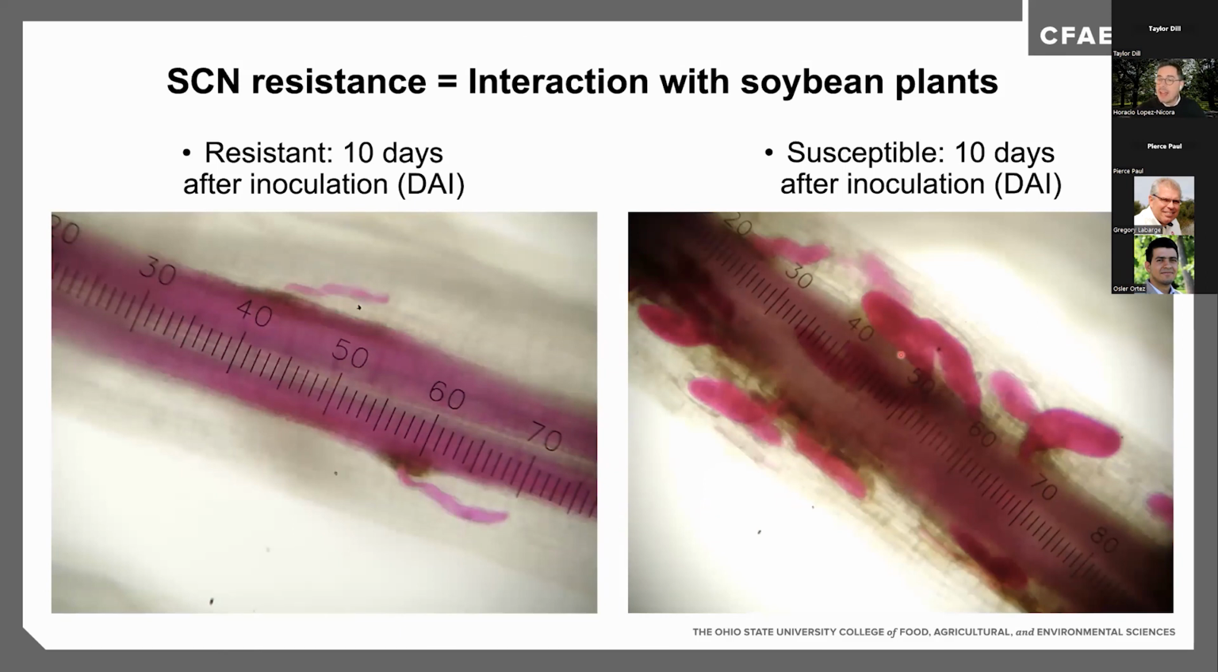Susceptible roots will allow the nematode to reproduce and develop, whereas resistant roots will kill those cells around the head of the now sedentary nematode and kill the nematode or starve that nematode to death. That's how resistance works for the nematode.